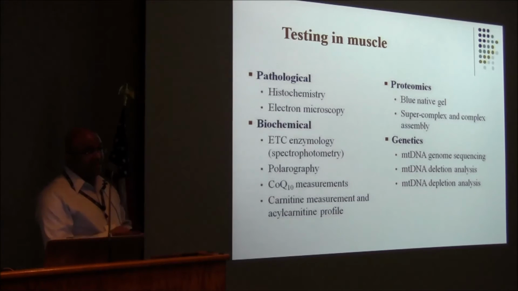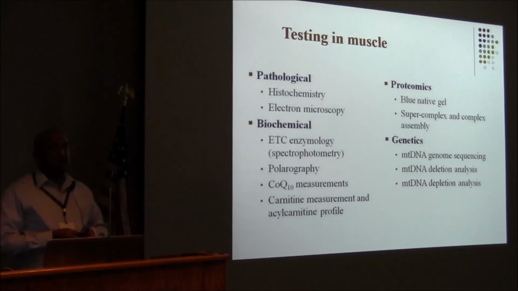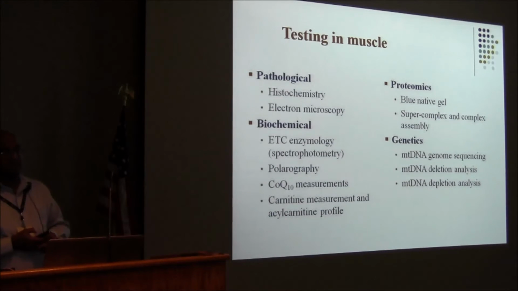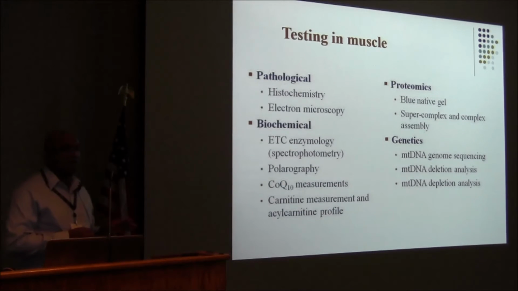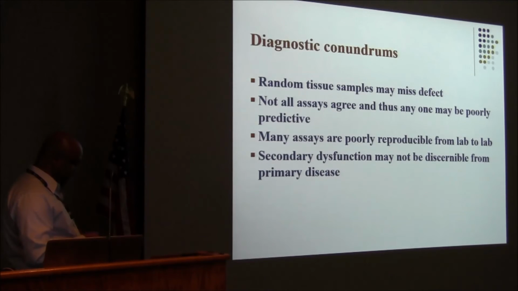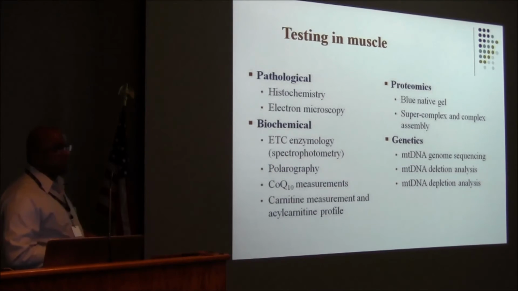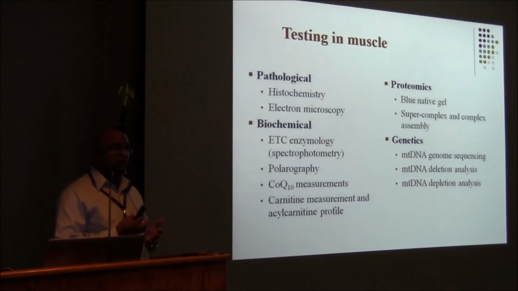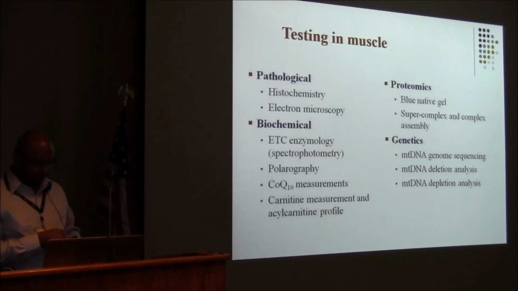And like I said, the muscle is the gold standard of testing for mitochondrial disorder. Using muscle, you look at histopathology, and you look at mitochondrial structure by electron microscopy. Muscle is the tissue that is used for all the electron transport chain enzyme analysis, and polarography, which is a test where they look at the oxygen consumption by the mitochondria. And you can do the CoQ10 measurements and carnitine measurements.